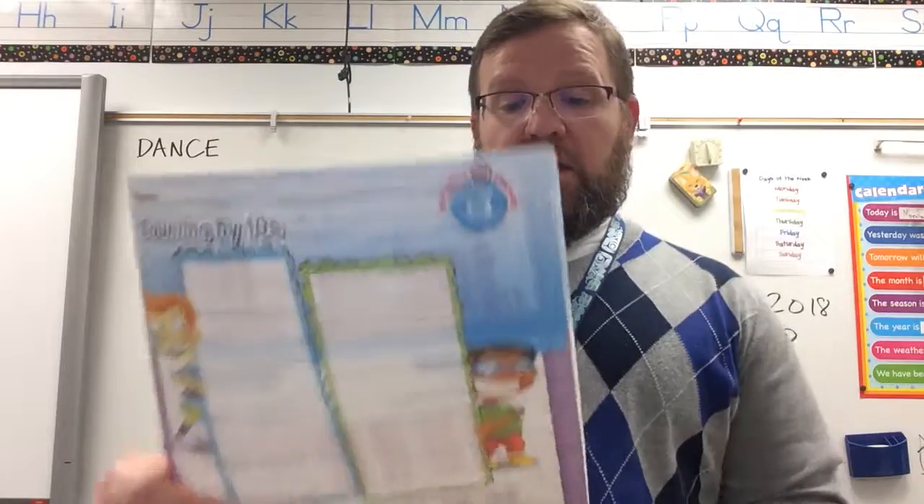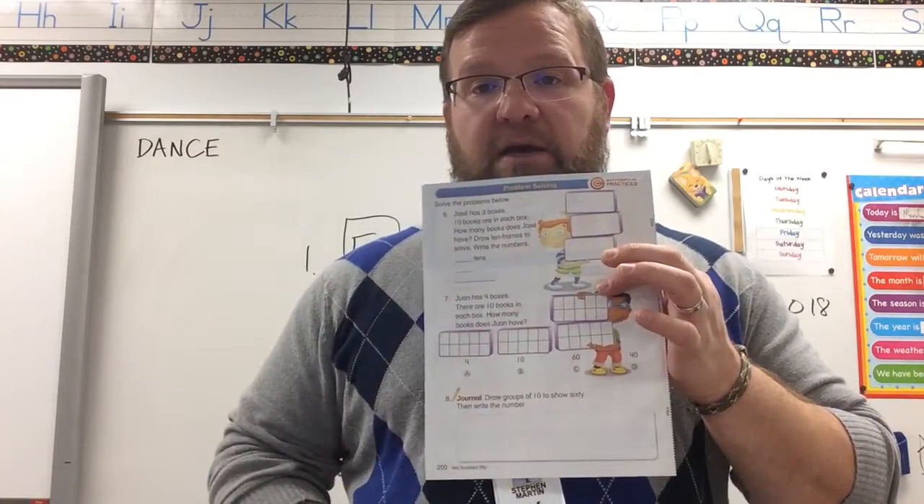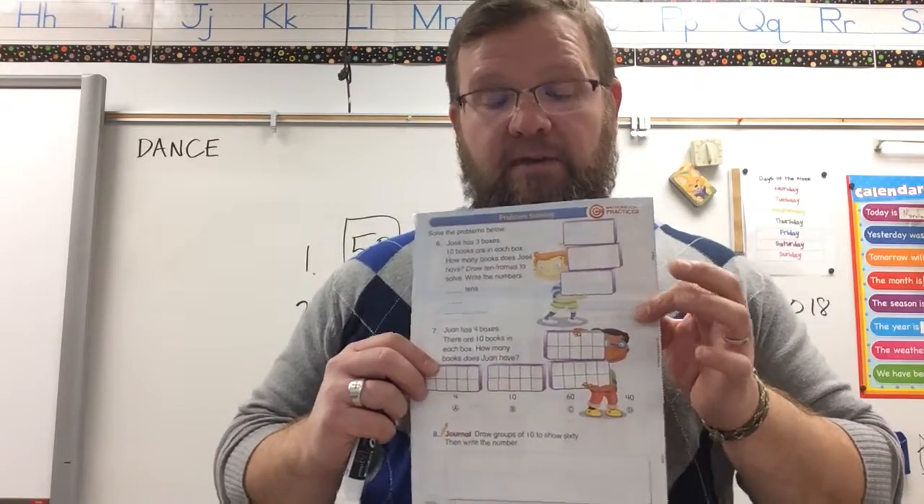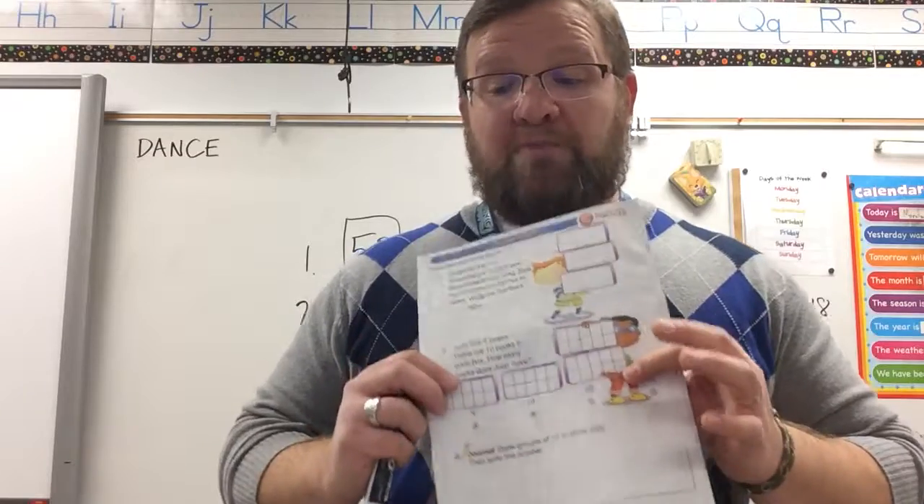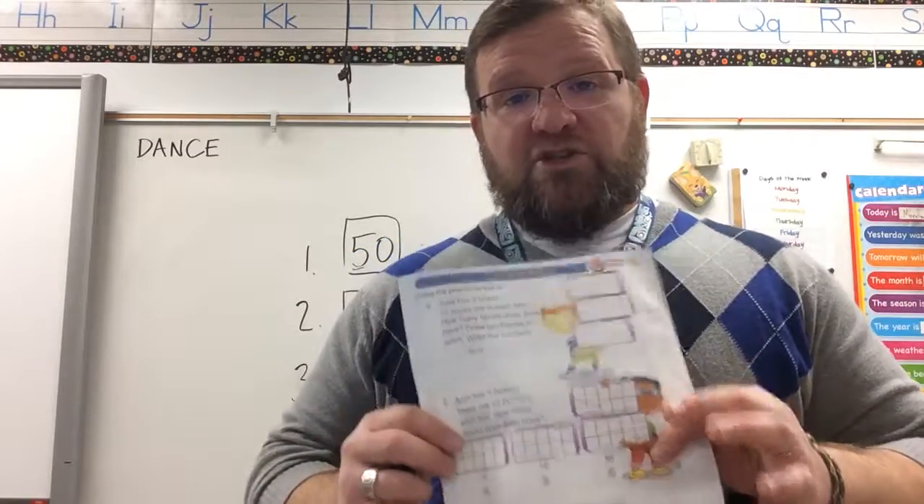Welcome back. Everyone look at number 7. Juan has 4 boxes. There are 10 books in each box. How many does he have? Color in the circle under the correct answer. Okay? When you get done, swap to the next paper.